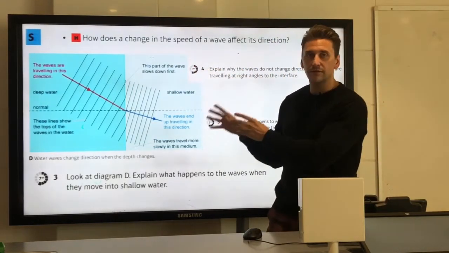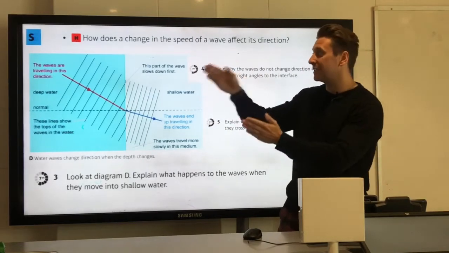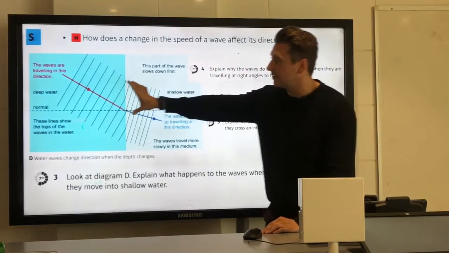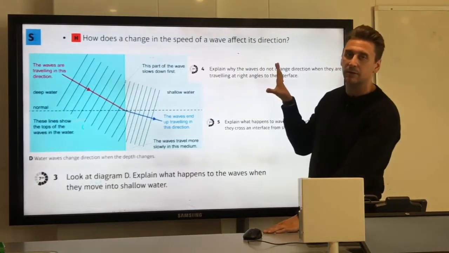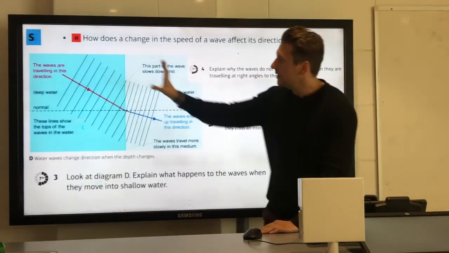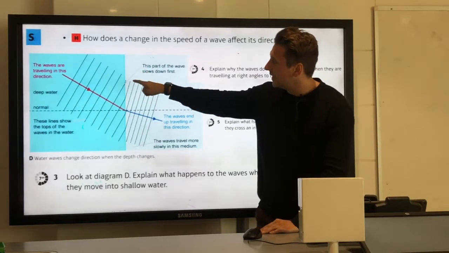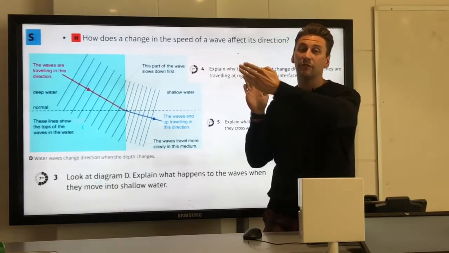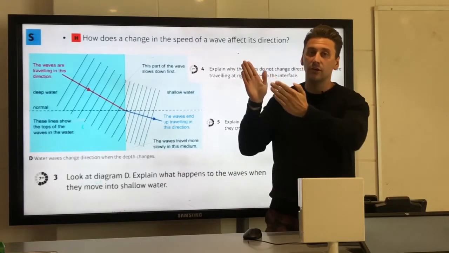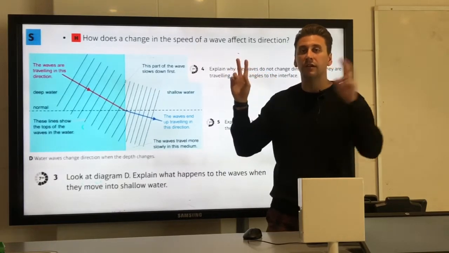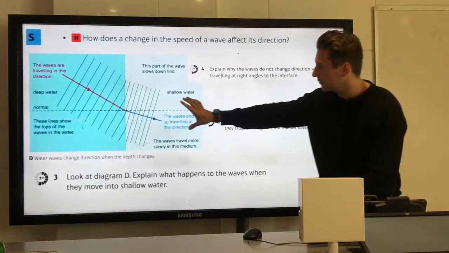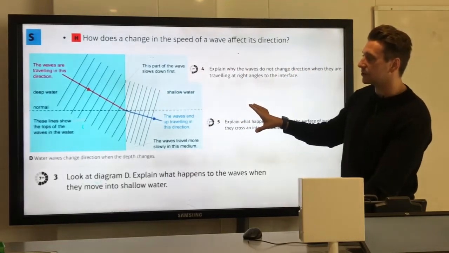So water waves slow down at a boundary, but at different times, because as you can see it's coming in at an angle. If it came in along the normal, it would slow down, but it would keep going in the same direction. Okay, so because they're coming in at an angle, this side of the wavefront slows down first, the other side carries on for a short period of time, it turns the wave, it changes direction, it refracts towards the normal, and then it will carry on through the water in this direction.